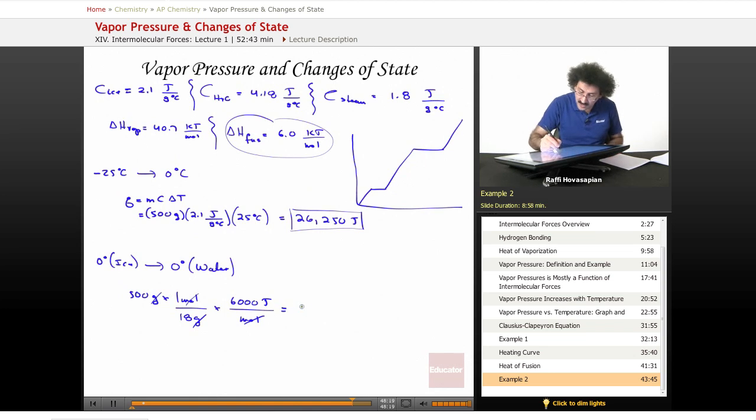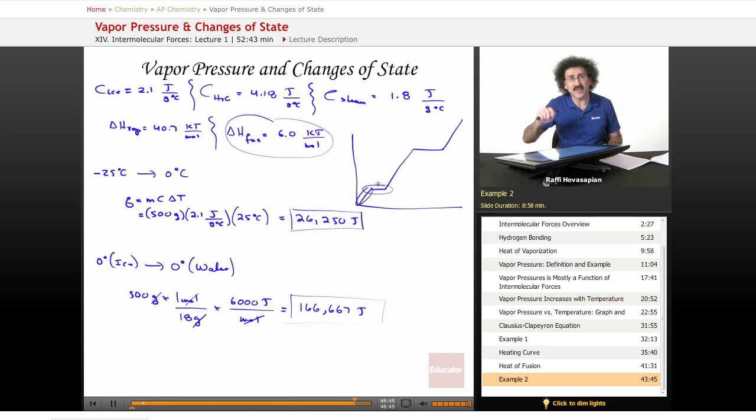When I do that, I get 166,667 joules. That is the second part. This is the first part. This is the second part. So it takes 26,250 joules to raise the temperature of ice from negative 25 to 0. At 0, it takes an additional 166,667 joules to melt that ice to convert it into liquid water.